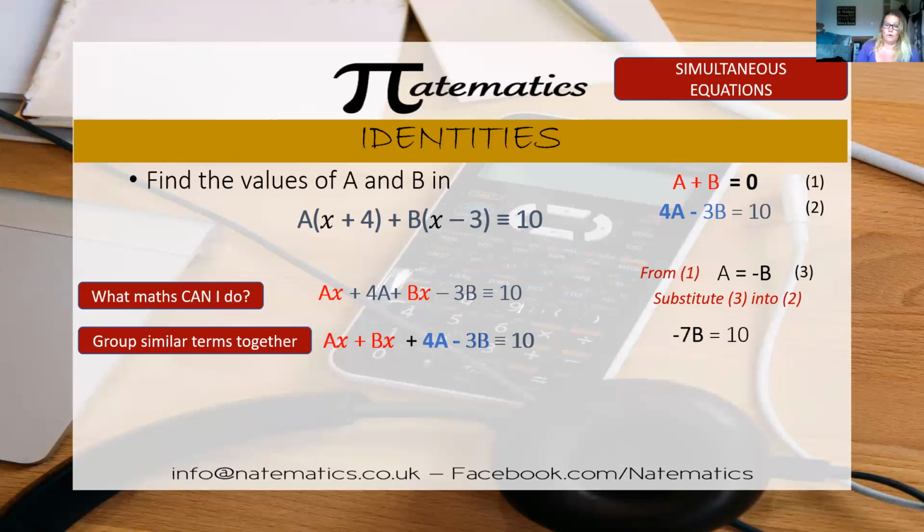So therefore, we're going to substitute a equals minus b into equation 2. So we've got 4 lots of a minus 3 lots of b, 3 lots of minus b, is equal to 10. Now I've just noticed something here. Anyone notice anything?